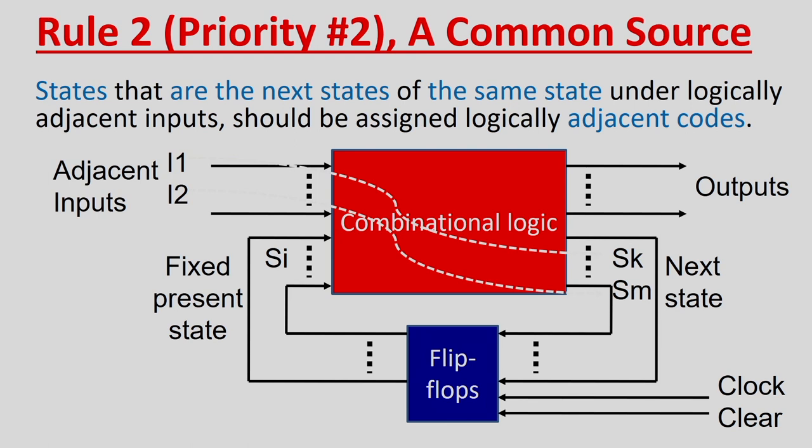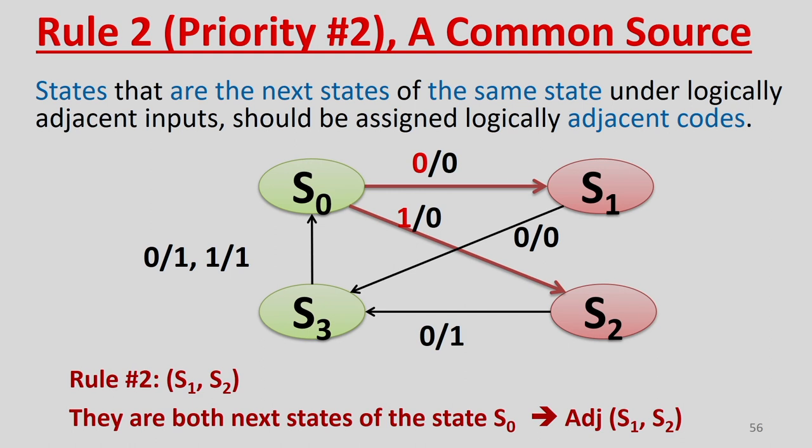Another rule is common source: states that are next states of the same state under logically adjacent inputs should be assigned logically adjacent codes. What is the meaning? From S0, the next states are S1 and S2, for the adjacent inputs 0 and 1. So we try to assign adjacent codes to S1 and S2. For rule 1 also we try to assign S1 and S2 nearby codes, and for rule 2 we do the same thing.